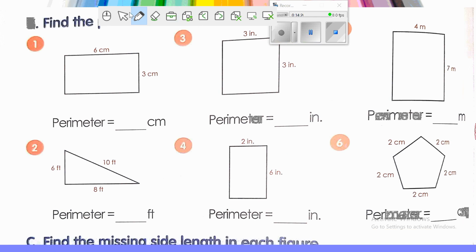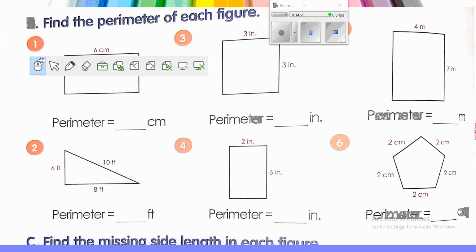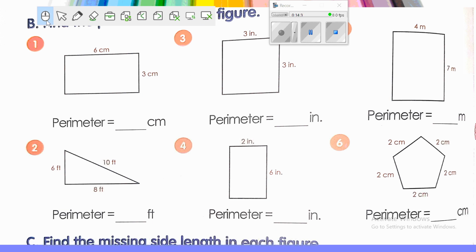Here, find the perimeter of each figure. Here is a rectangle. As I told you, the opposite sides are the same. Here is 3, here is 6. So what is the perimeter? Perimeter means double L plus double W. L is 6, double of 6 means 12, plus double of 3 is 6. 12 plus 6 will be 18.